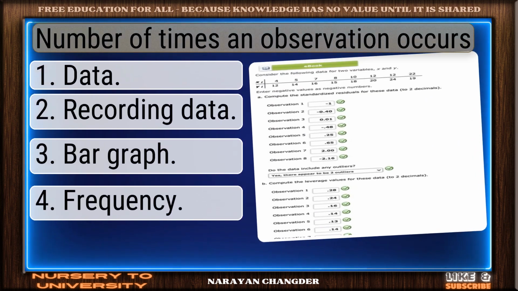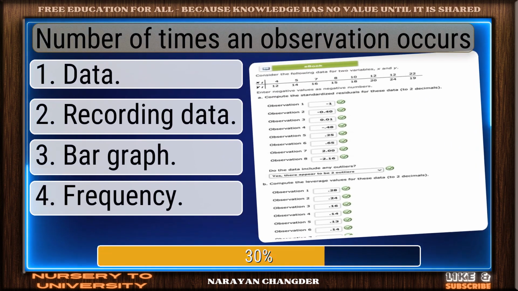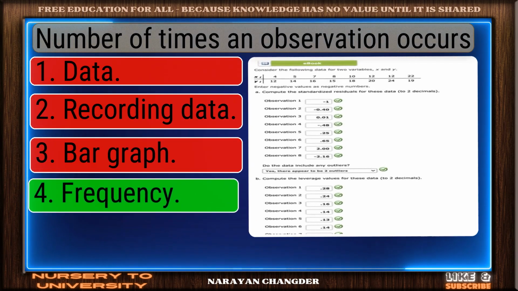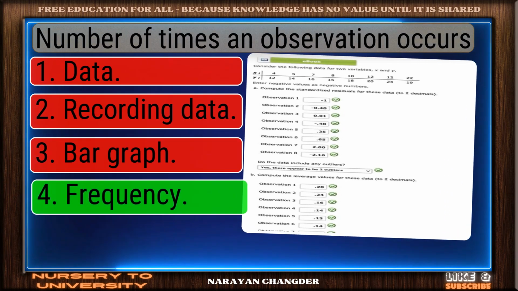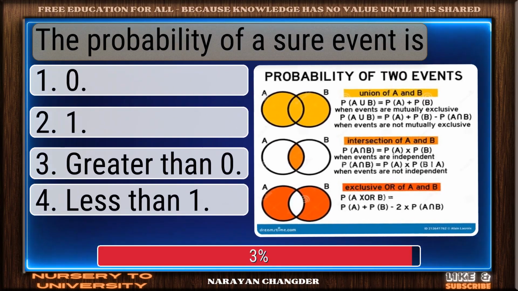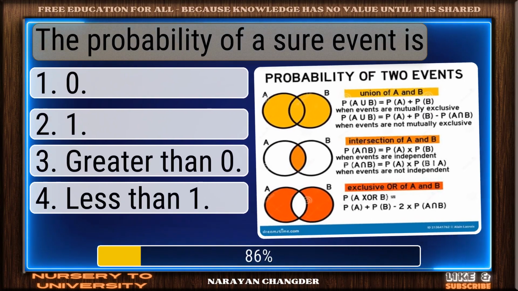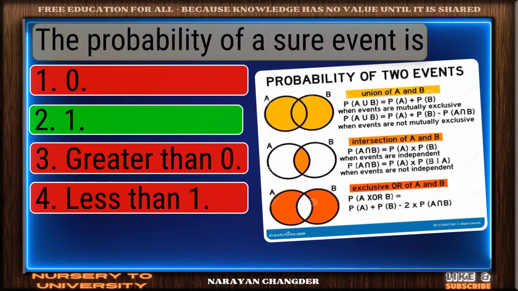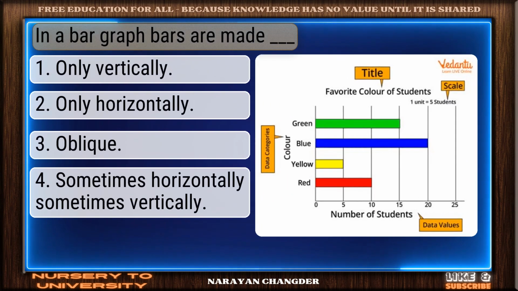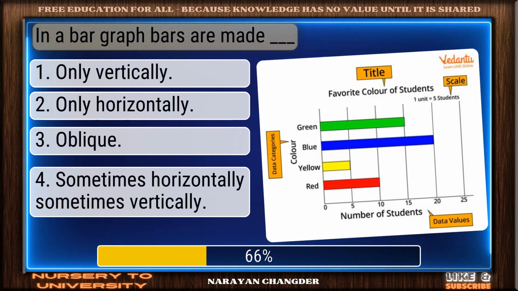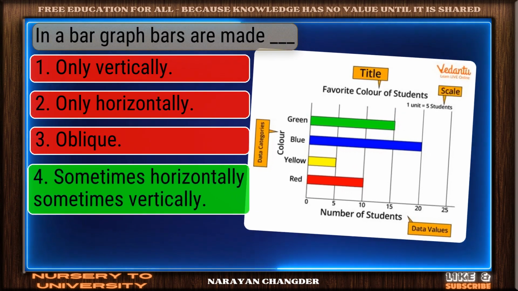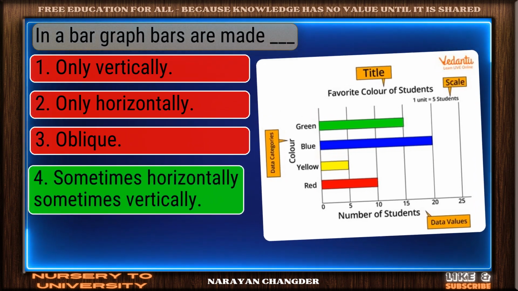Number of times an observation occurs. Excellent choice. Frequency is the right answer. The probability of a sure event is. Smart move. 1 is an accurate answer. In a bar graph, bars are made dash. Excellent. Sometimes horizontally, sometimes vertically is a brilliant choice.